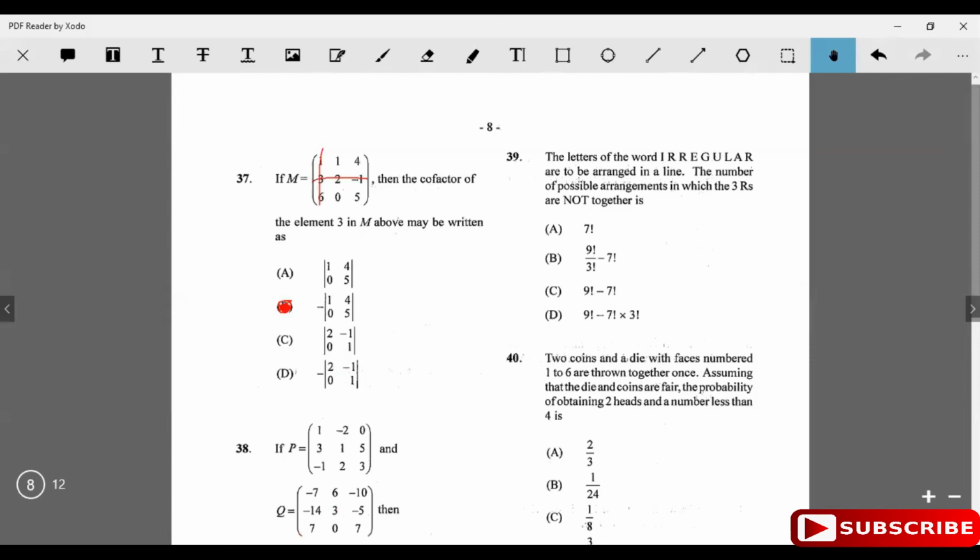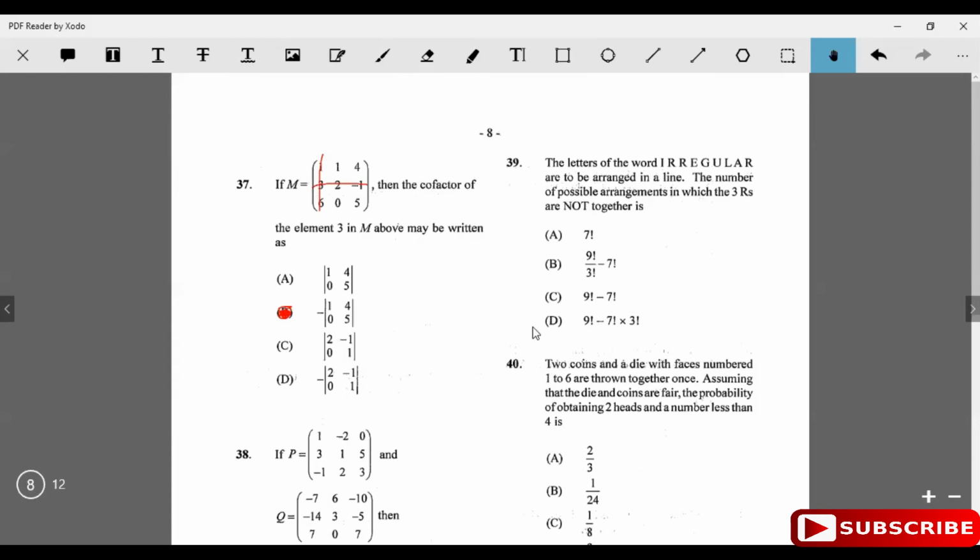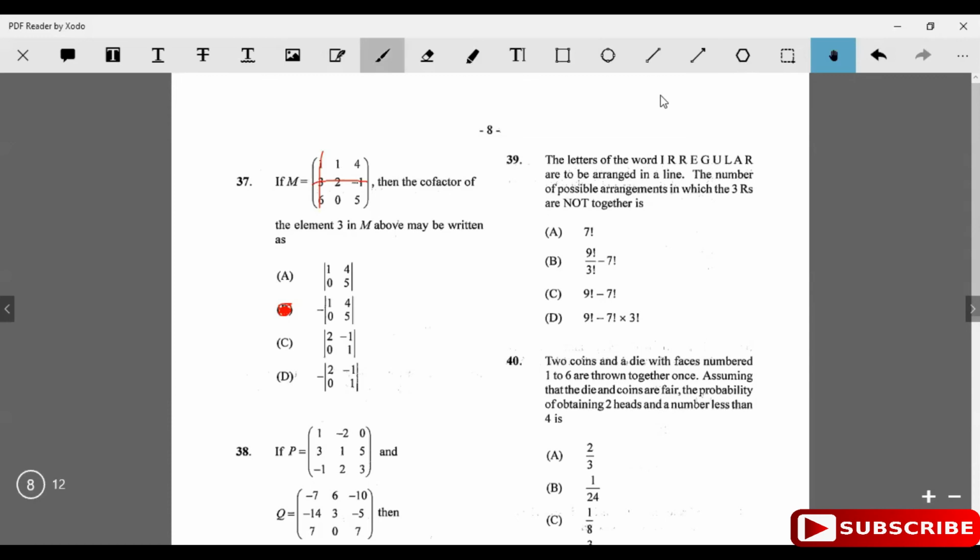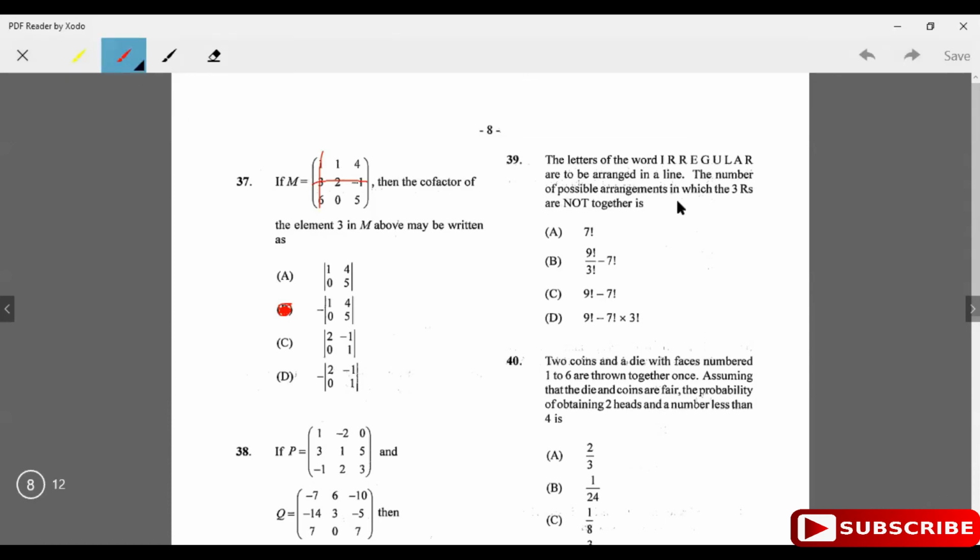Question 39 says the letters of the word irregular are to be arranged in a line. The number of possible arrangements in which the three R's are not together. This is a repeat. What's the answer? B, sir. You sure? It's actually D, dog. All right, so let's look at why.